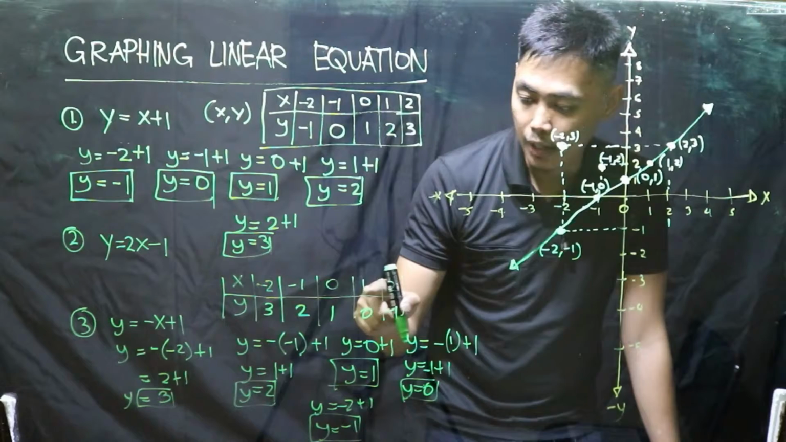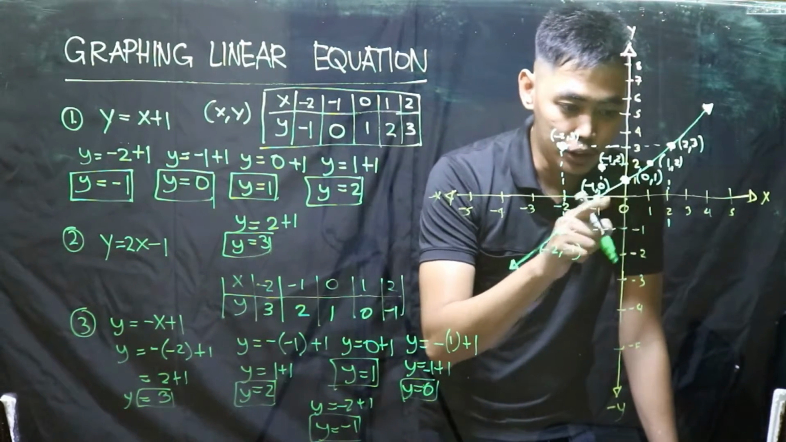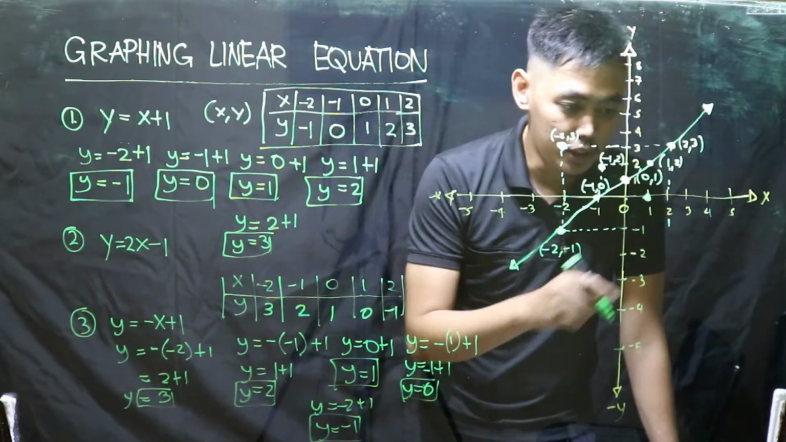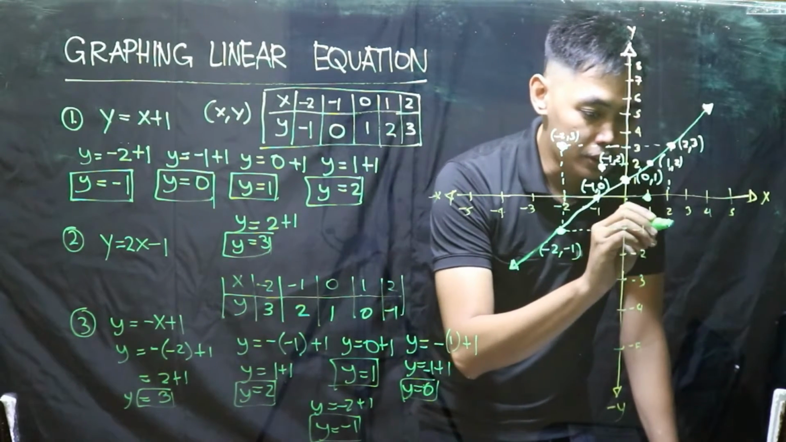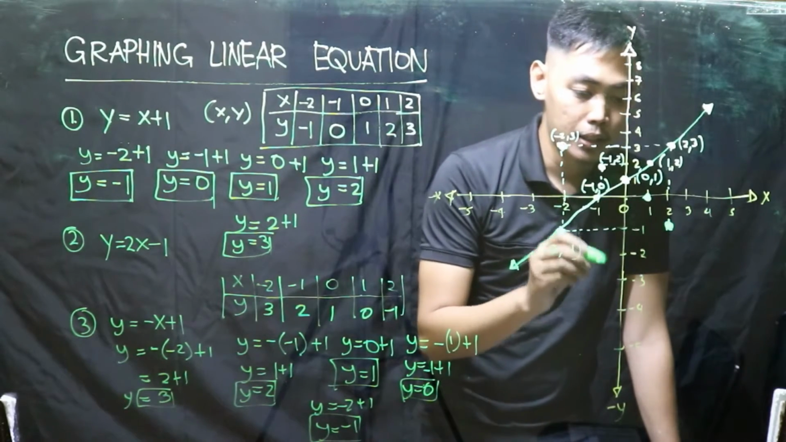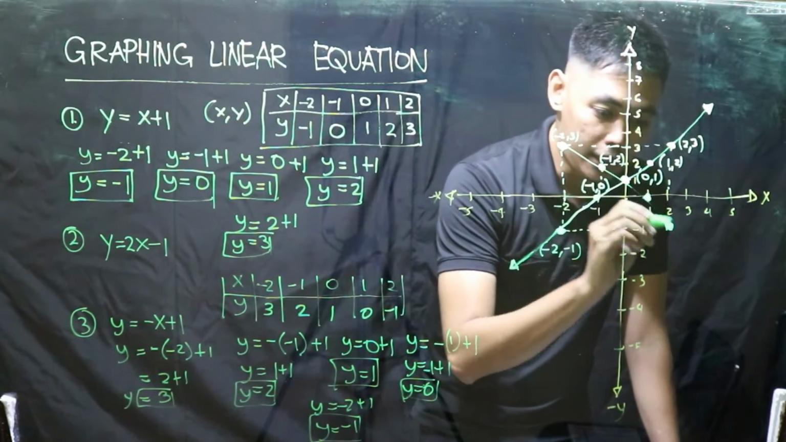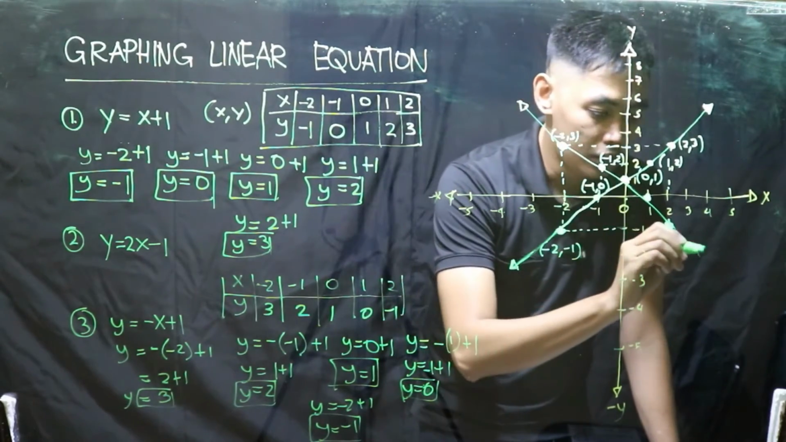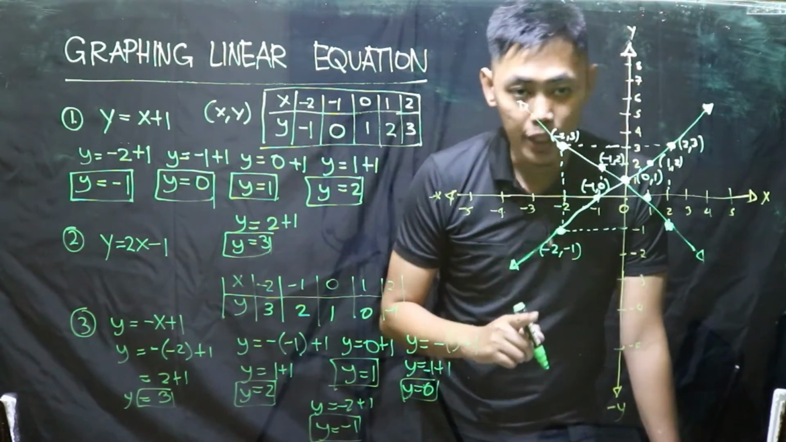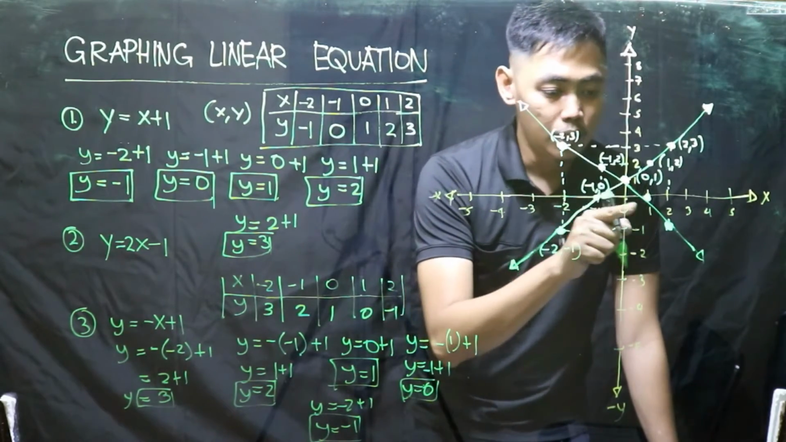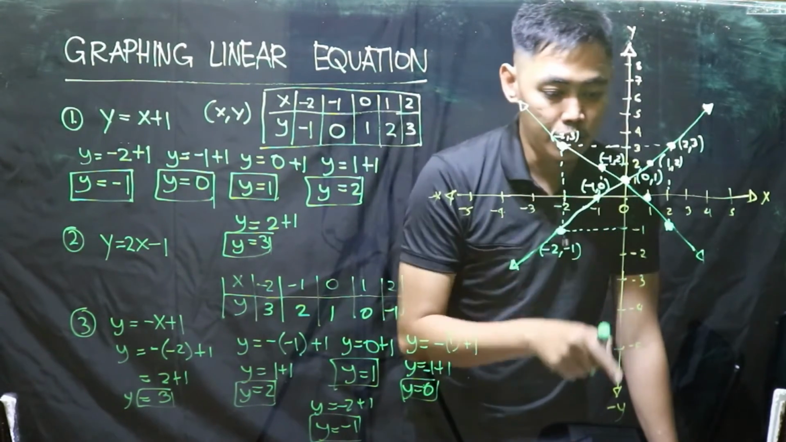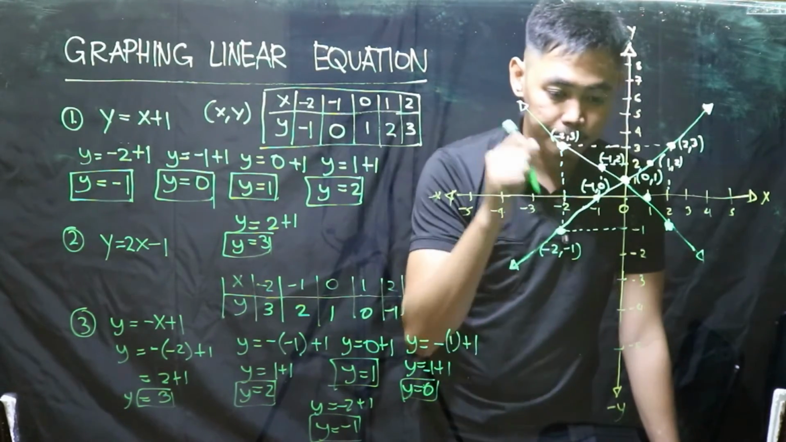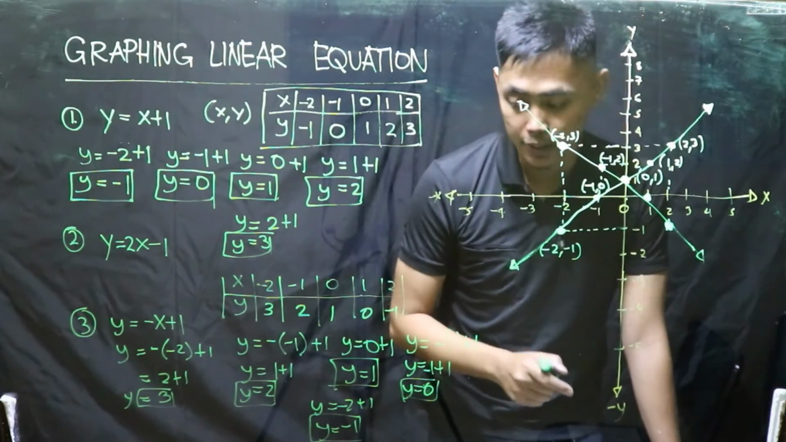Next, we have 1 and 0. So we have 1 x and 0 y. So here it is. And lastly, we have 2 and negative 1. So here is our point. And then if you will draw a line again, it will form a straight line. So on our drawing, it may not be straight, but again, if you will use precise calibration and you will use a ruler in your plotting, then this should form a straight line.